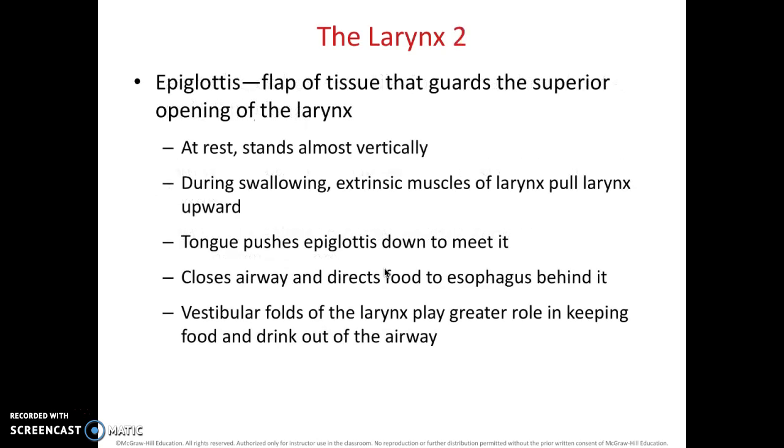So within the larynx is the epiglottis, which is the flap of tissue that guards the superior opening of the larynx. So that during swallowing, extrinsic muscles of the larynx pull the larynx upward, the tongue pushes the epiglottis down to meet it, and this then closes the airway and directs food into the esophagus rather than the trachea.